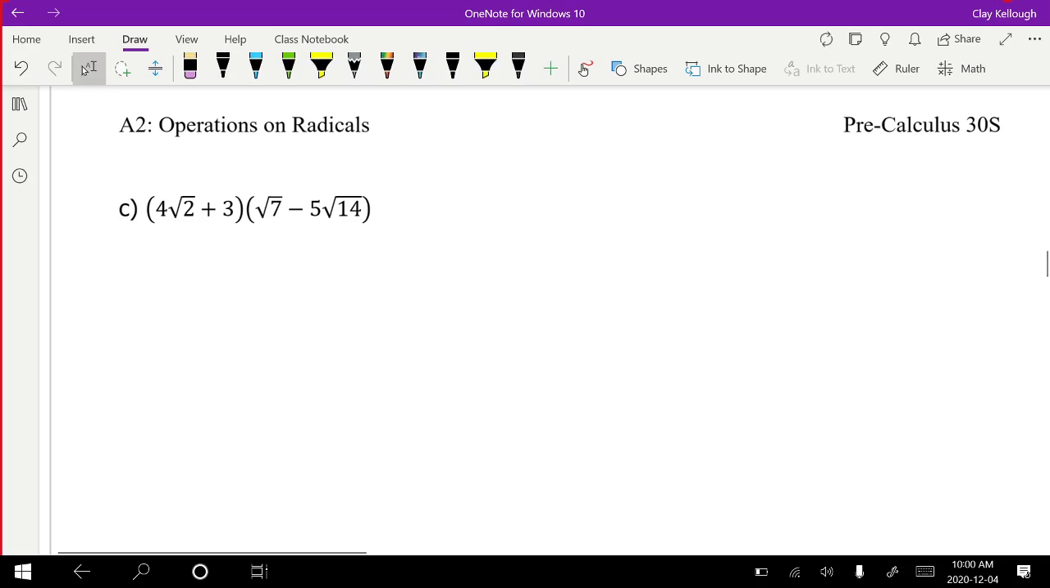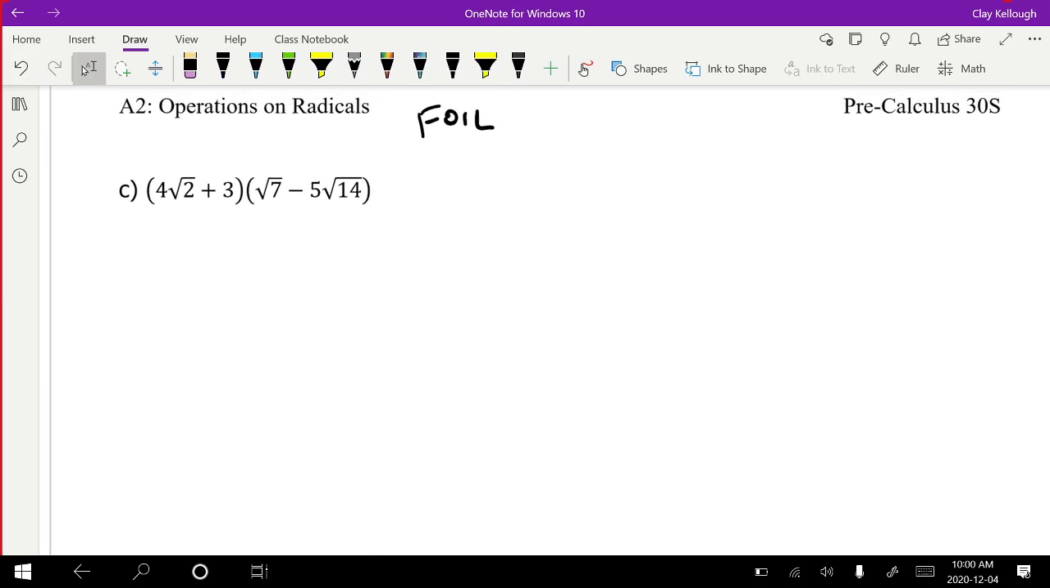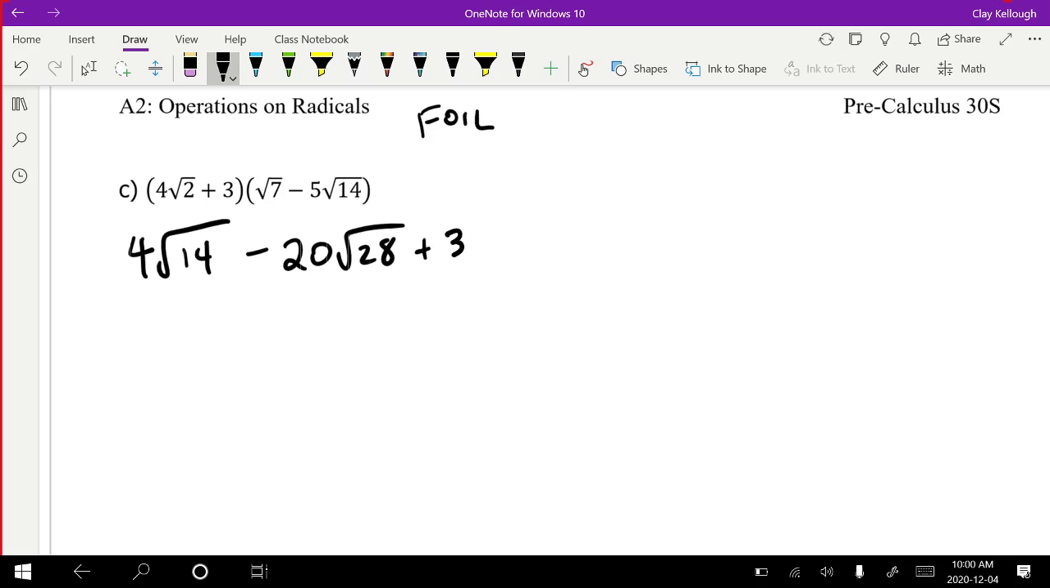What if it's a binomial times a binomial? This is just good old FOIL from grade 10. So remember what FOIL stands for? F is for first times first. 4 root 14. O is for outside times outside. 4 root 2 times 5 root 14 is negative 20 root 28. Inside times inside is 3 times root 7, which is 3 root 7. And last times last is going to be negative 15 root 14.